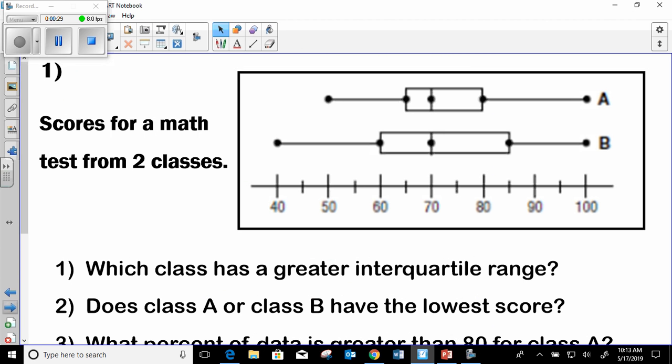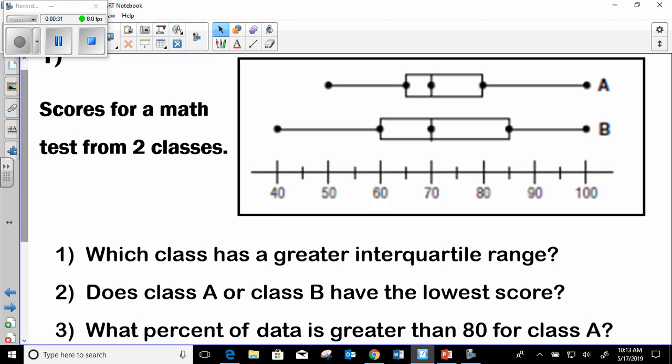So looking at this graph, you see two box plots. These are scores for a math test from two different classes. Which class has the greater interquartile range? And remember, interquartile range is going to be from your lower quartile to your upper quartile. So looking at the data, what do you notice? Which class has the greater interquartile range?